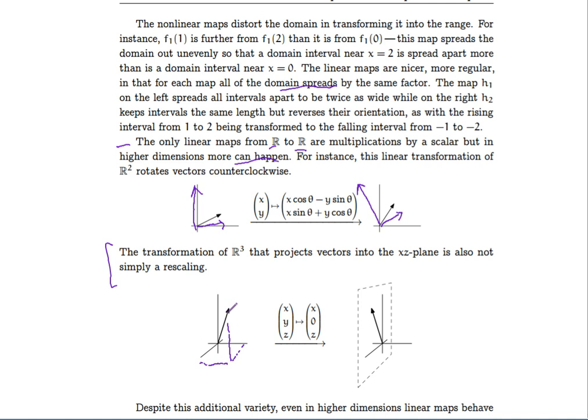However, when I do the projection on the xz plane, just to be clear, this is the x-axis, y-axis, and z-axis, this smashes down into this plane here. And not just this vector, but any vector along this line, which is parallel to the y-axis, anything along this line, will smash down to the same point. Okay, so there are different varieties of linear maps in higher dimensions.